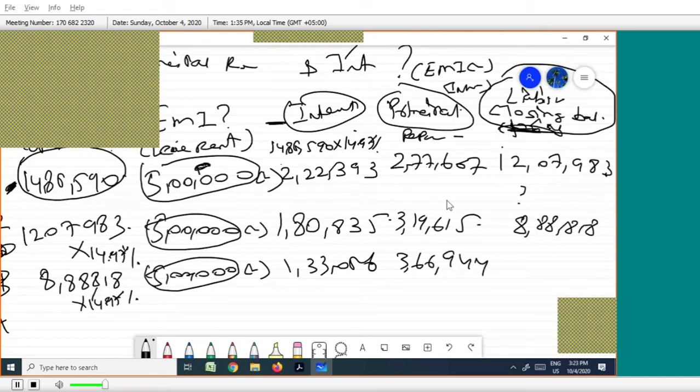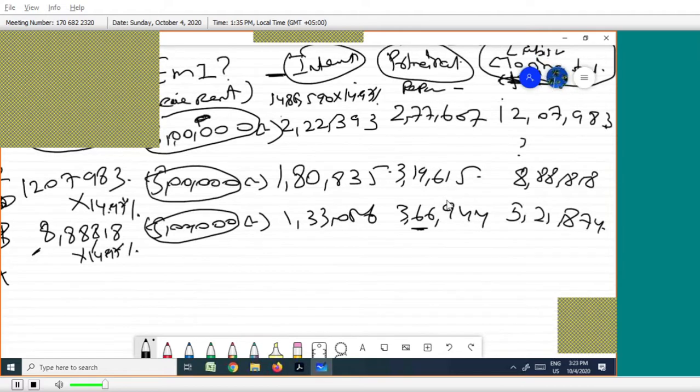366,944. Then what is my liability? Closing balance liability: opening liability minus principal for the percentage equal to closing balance. 521,874. So 521,874 is the opening balance for the fourth year.